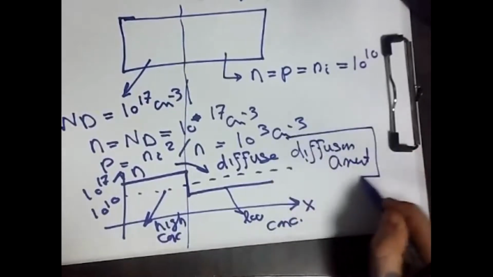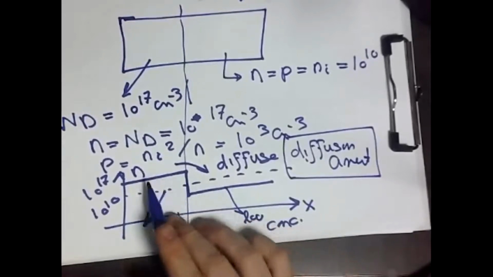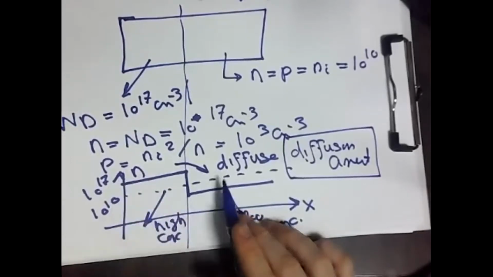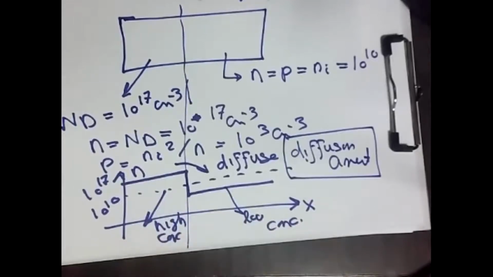Then this diffusion current is simply due to difference in concentration, due to variation in concentration. Whenever you have a variation in concentration, you have a diffusion current. Accordingly, we can say that we have two types of current. The first one is a drift current, which is due to the electrical field or the potential. And the second is due to the difference in concentration.